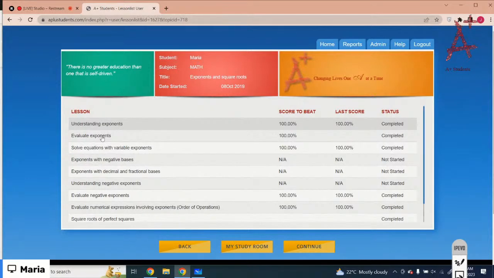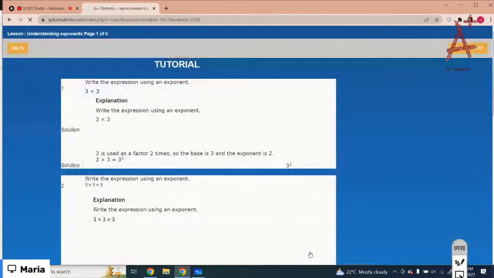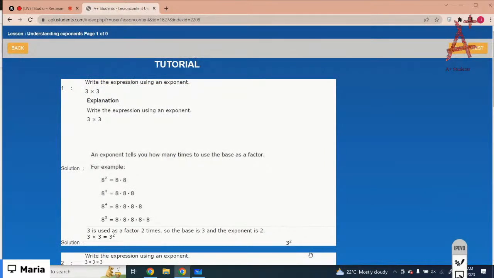Okay, let's start with the first lesson, that is understanding exponents. First of all, we're going to learn how to write the expression using an exponent. Like for example, the first one is 3 times 3. We have to write the expression using an exponent.